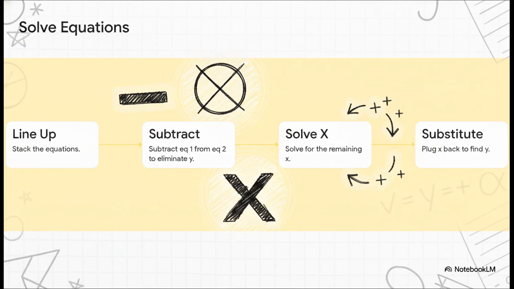And that secret is elimination. By simply stacking the equations and subtracting the top one right from the bottom one, the y completely vanishes. 1 minus 1 is 0. And just like that, you've turned a complex 2-variable nightmare into a basic 1-step equation to find x. Once you have x, you just plug it back in to find y. It is incredibly satisfying once you see the trick.